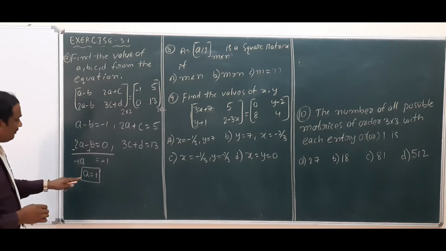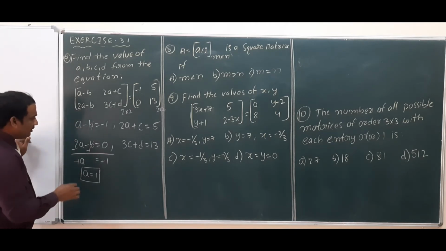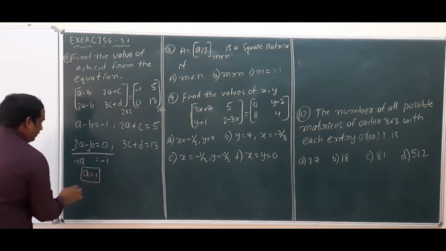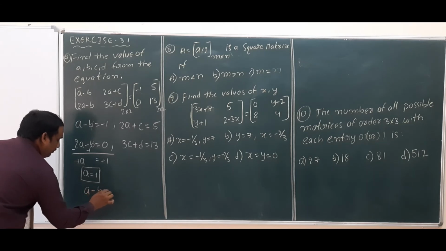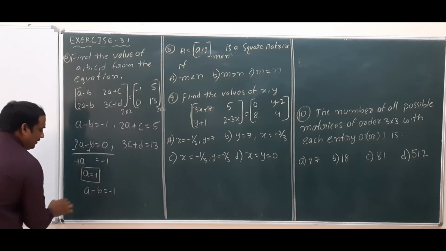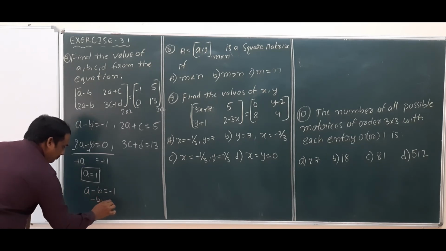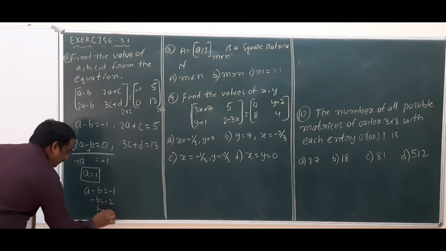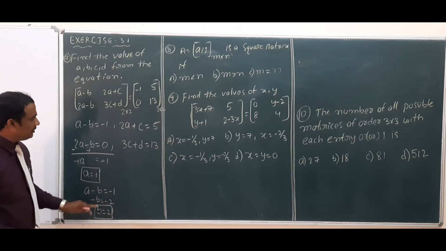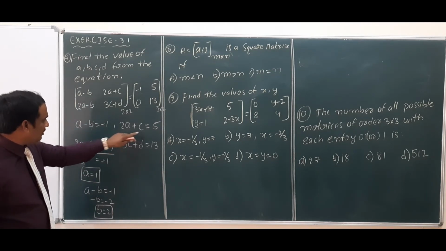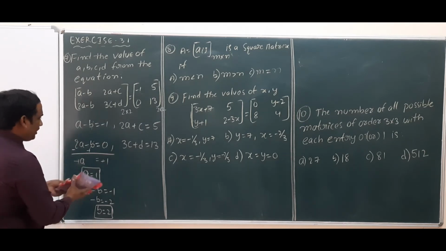Now we got a value is 1. When you know that a value is 1, substitute here to get the b value. Here a value is 1, so you can write a minus b equal to minus 1. Substitute a value 1: left side, minus b equal to minus 2. B value is 2. A value is 1, b value is 2. Next, the c value you can find out. 2a plus c equal to 5. Here you can substitute, otherwise this equation will be written later.